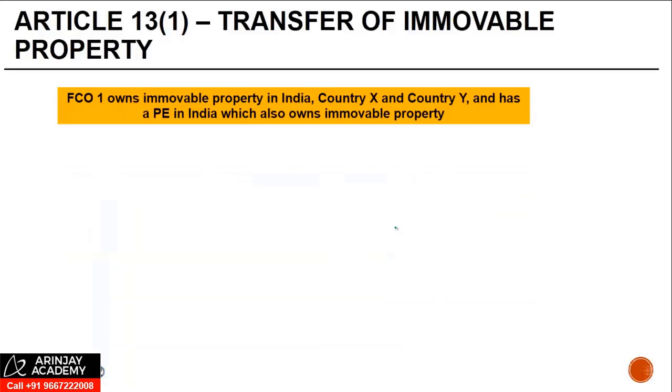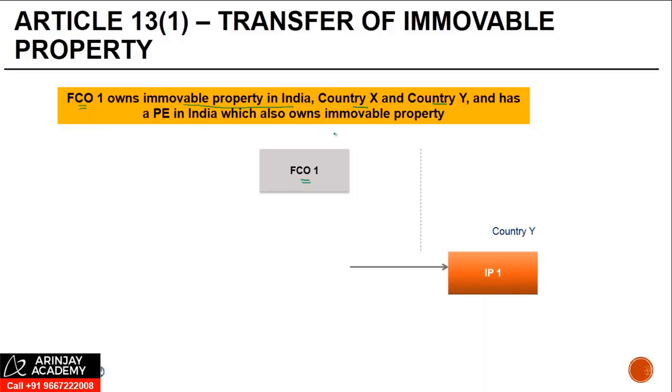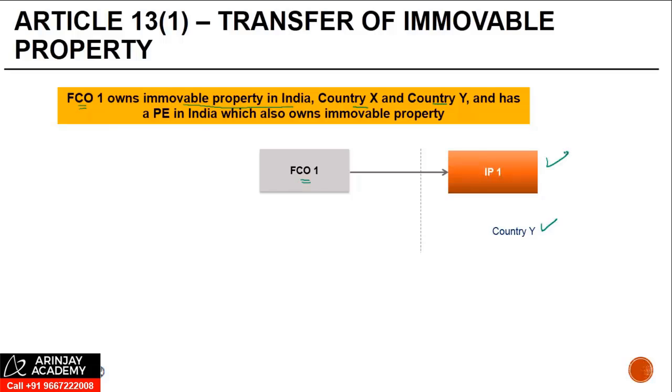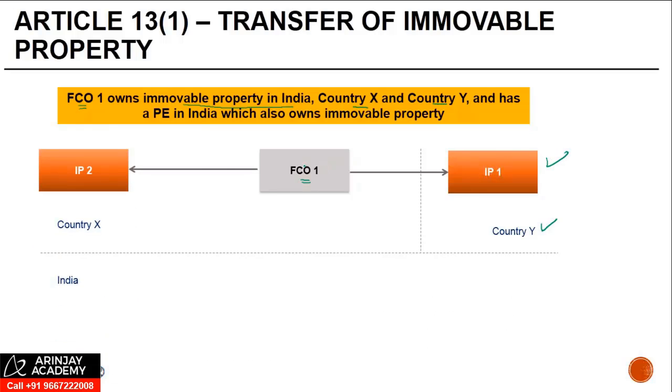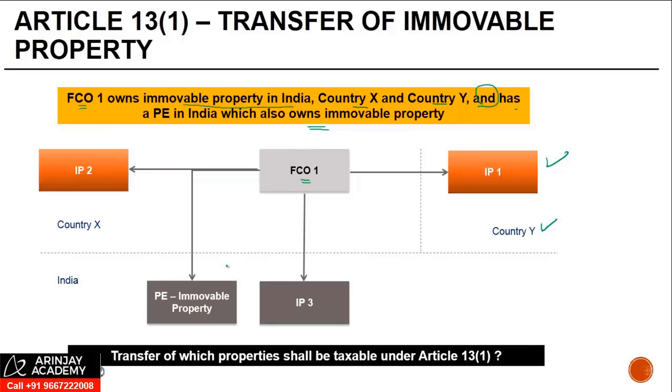So let's look at what kind of transfers are covered. So in this particular example, we have a foreign company, FCO1. It owns immovable property in India, country X and country Y. So in country Y, it owns an immovable property, IP1. In country X, it owns immovable property, IP2. And in India, it owns immovable property, which is IP3. And has a PE in India which also owns immovable property. So there's a PE which also owns immovable property. The question is, transfer of which property shall be taxable under Article 13, Paragraph 1.